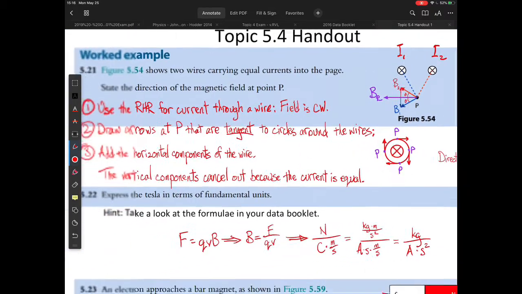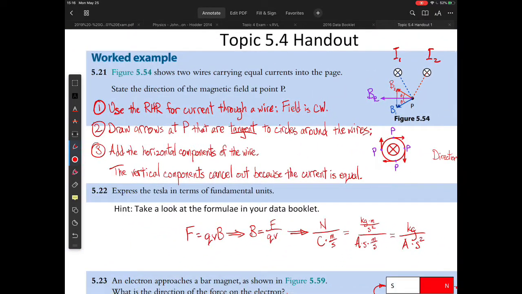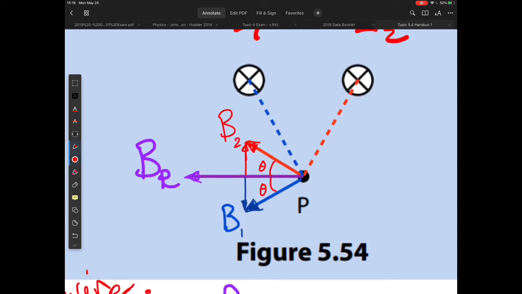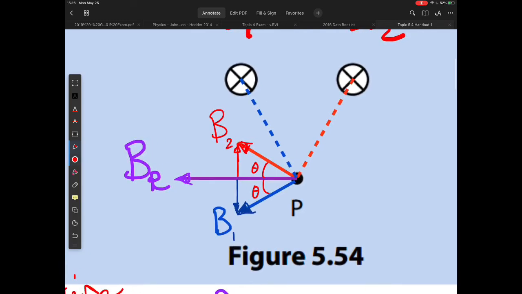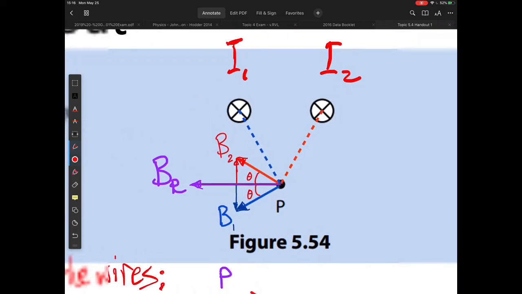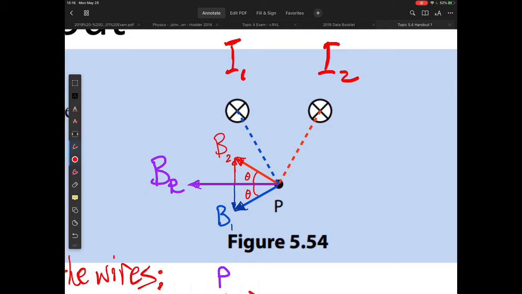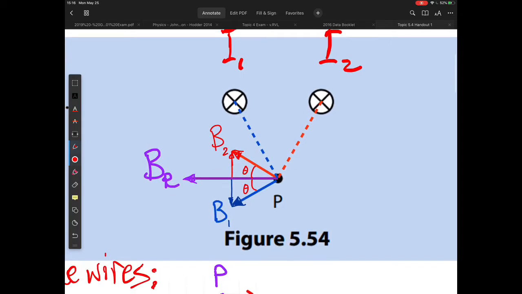Okay, so moving on. We've drawn our arrows at P, so we've taken care of step number 2. We have our field line for B sub 2 and B sub 1, which are just correlated to current 1 and current 2, as I've shown here.